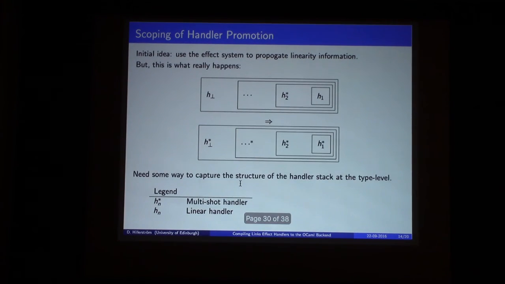But sadly, because of the way the effect system works, this effect propagates all the way up through the stack, so I pay a huge price to use a multi-shot handler just once. So I lose all my performance once again. But the approach works when I only have linear handlers. The problem here is the scoping of when I have to promote my handlers, and I don't have an answer to this yet. This is very much work in progress. I believe I have to somehow capture the structure of the handler stack at the type level, but exactly how to do this is not clear to me yet.